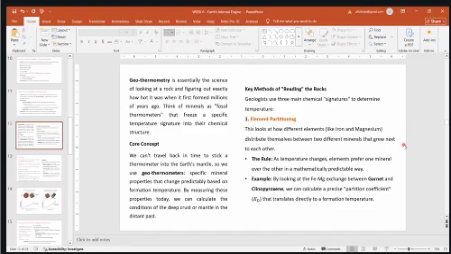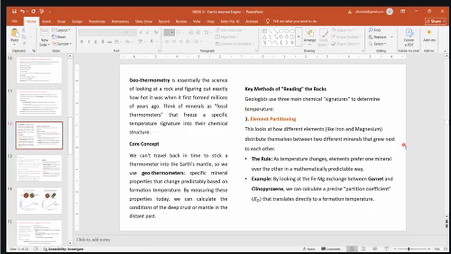Core concept: we can't travel back in time to stick a thermometer into the Earth's mantle. So we use geothermometers: specific mineral properties that change predictably based on formation temperature. By measuring these properties today, we can calculate the conditions of the deep crust or mantle in the distant past.